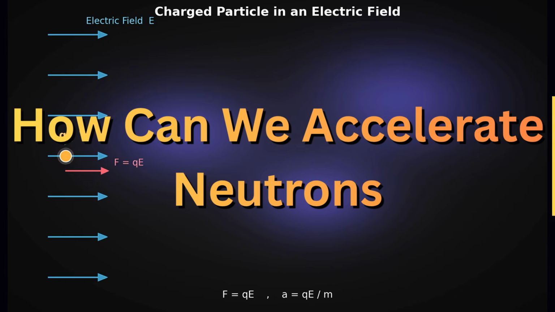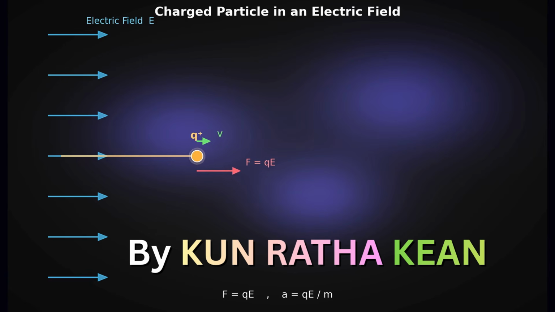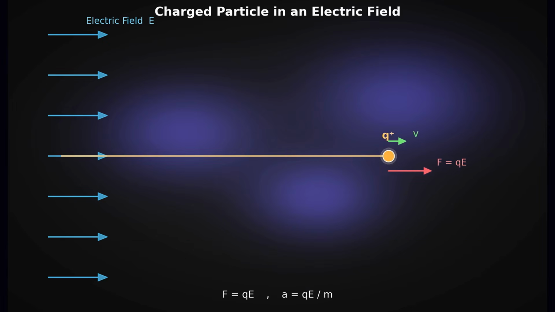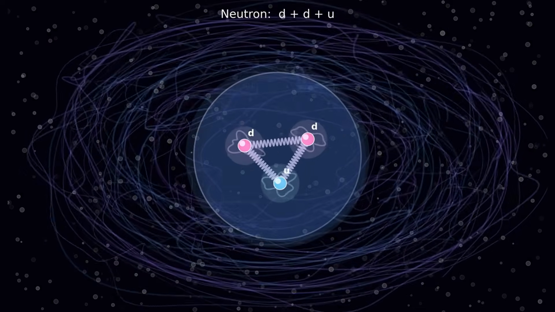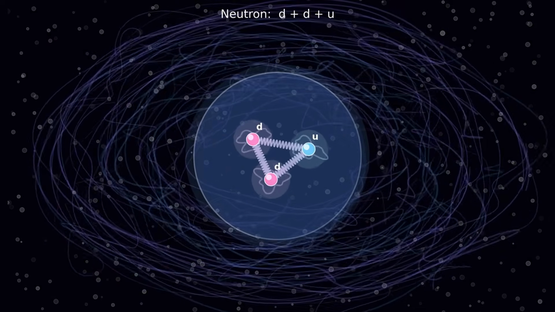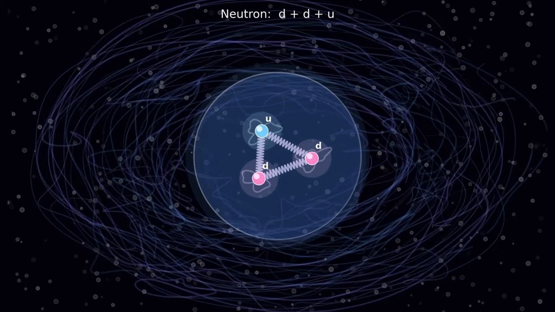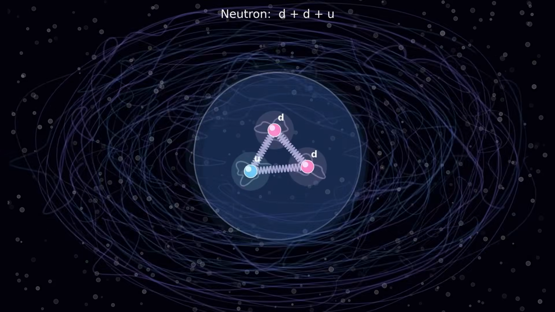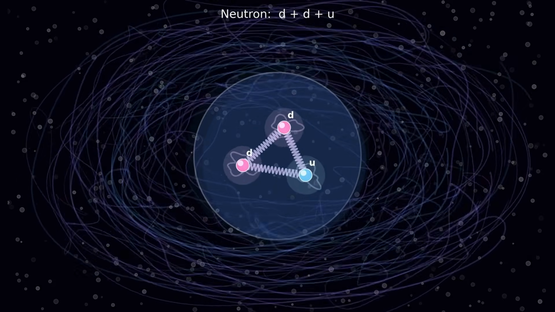In physics, we can accelerate many types of particles, such as electrons or protons, using electric fields. But here's an interesting question. How can we accelerate neutrons? The problem is neutrons have no electric charge, so they cannot be accelerated using electric fields.